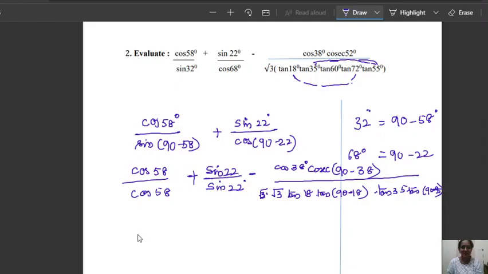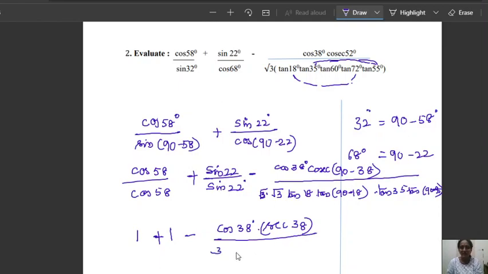Here cos 58 divided by cos 58 is 1. It is once again 1 minus, we will check now. Cos 38, what is cosecant (90 minus 38)? It is cos 38 degree into, let me write with the bracket, secant 38. Cos 38 into secant 38. Secant 38 is 1 by cos 38. The value of the numerator is 1. Root 3 into root 3 is 3.